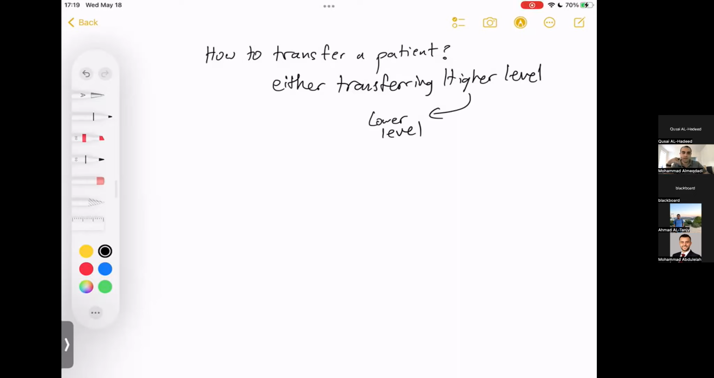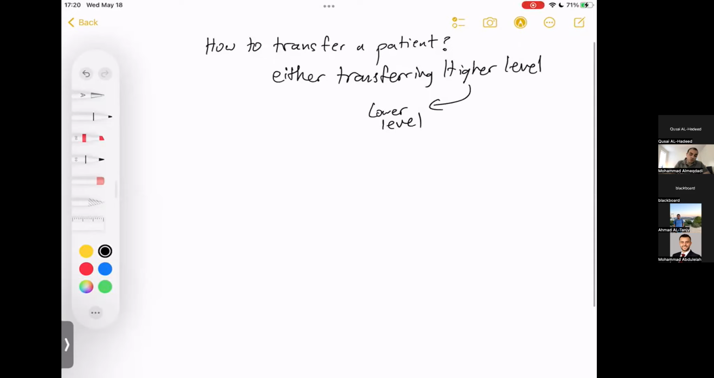I won't go into details about what the requirements or indications are to transfer somebody from a lower to a higher level or a higher to a lower level. But I will go into details about how you do that, how you initiate it and how to actually do that transition for patients.